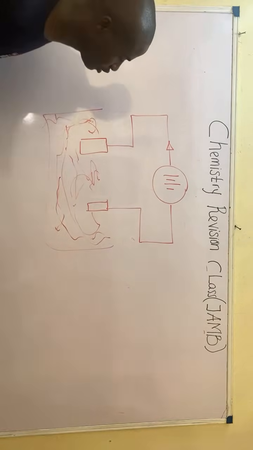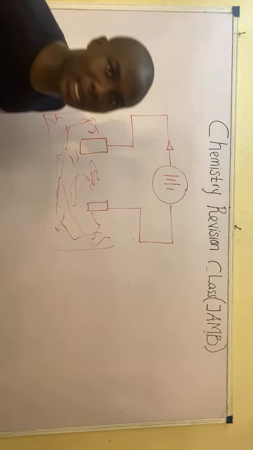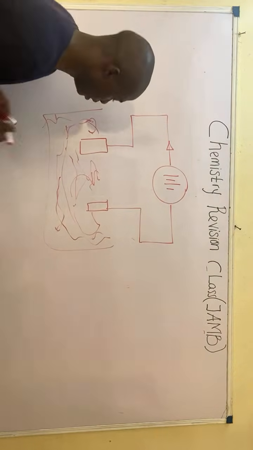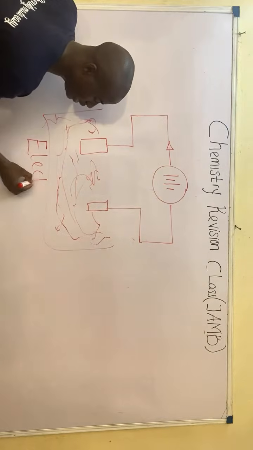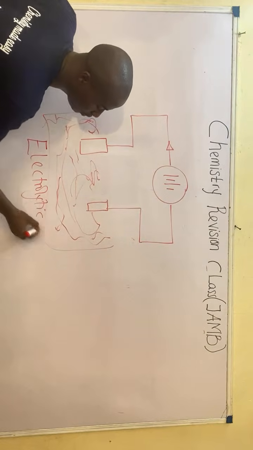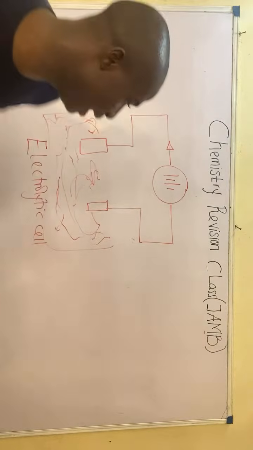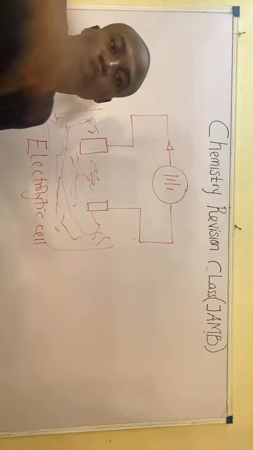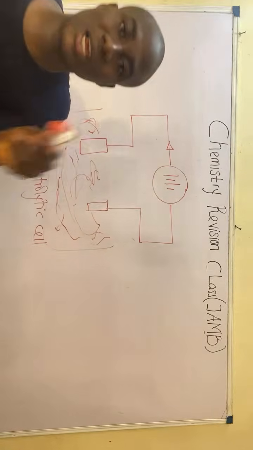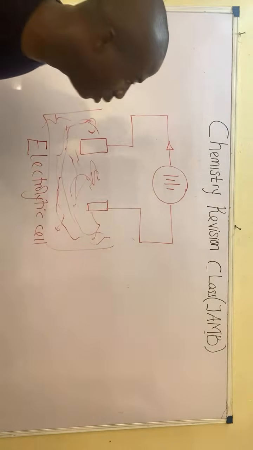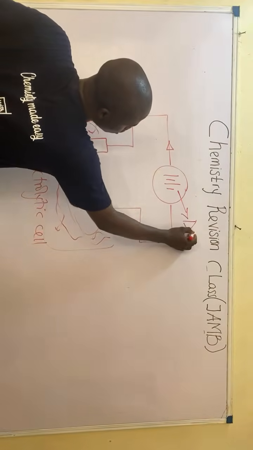This topic is on electrolysis. This is a cell. To be specific, it's called an electrolytic cell. We have different types of cell: we have the electrolytic cell and the electrochemical cell. The electrolytic cell is where electrolysis occurs as a process. This thing you are seeing is the direct current source.